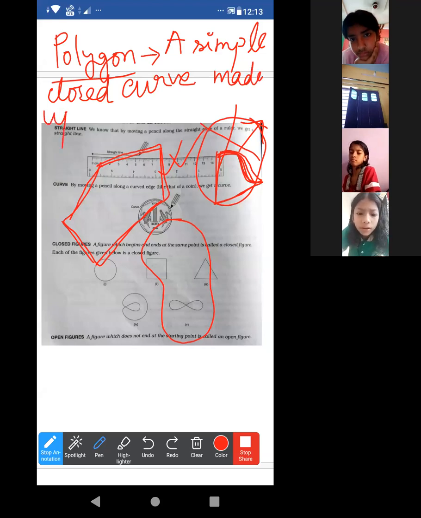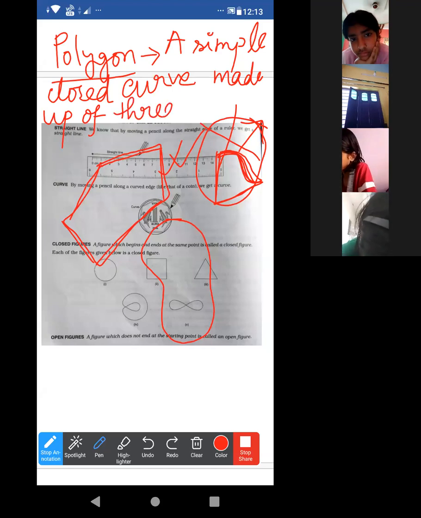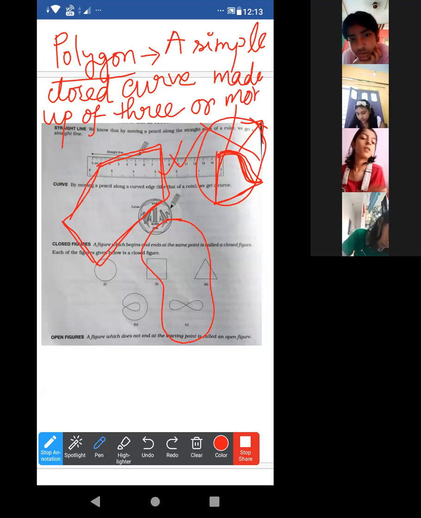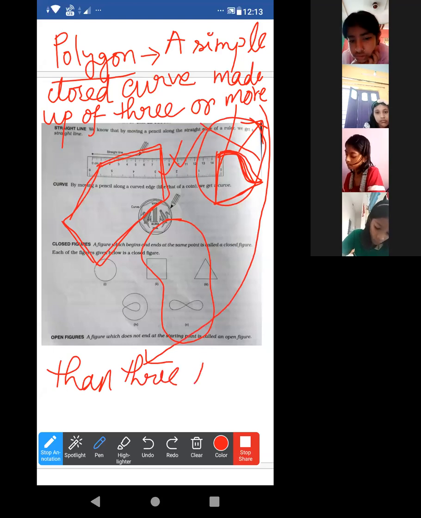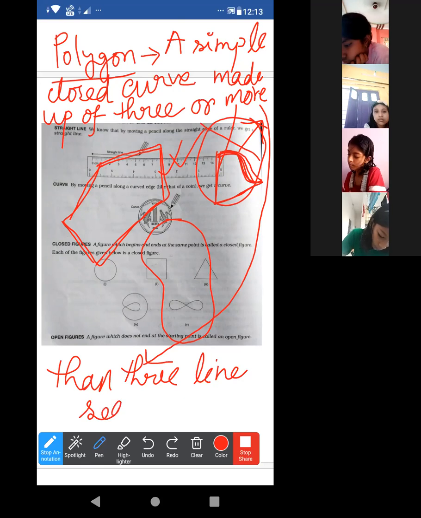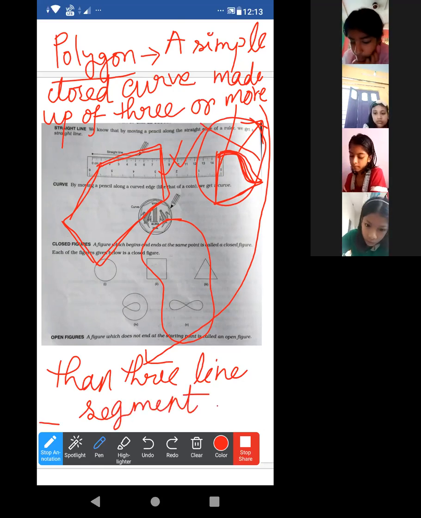Made up of three or more than three line segments. Write this one here. After this, I am writing here: more than three line segments. Complete this one first.